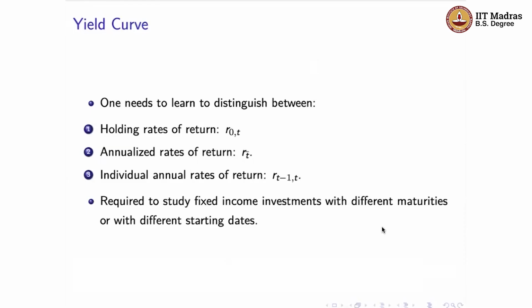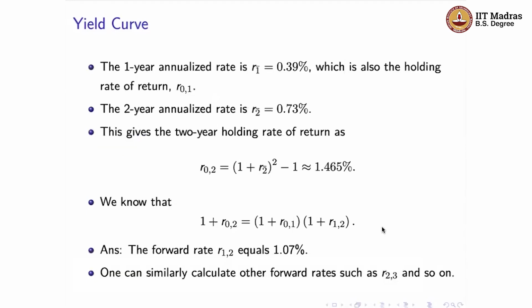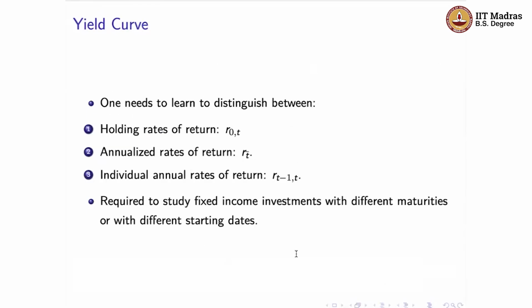You have the annualized rates of return, which is the way of standardizing the different returns that you are getting across different maturities that we have seen before. And you also have these individual annual rates of return that we have seen, right? So all these examples that we had, R12, R23, and so on, would be examples of this, right? So we have these different ways of working with these things.